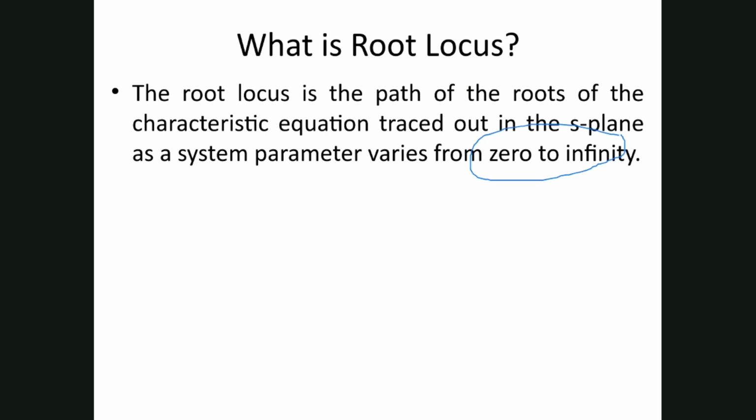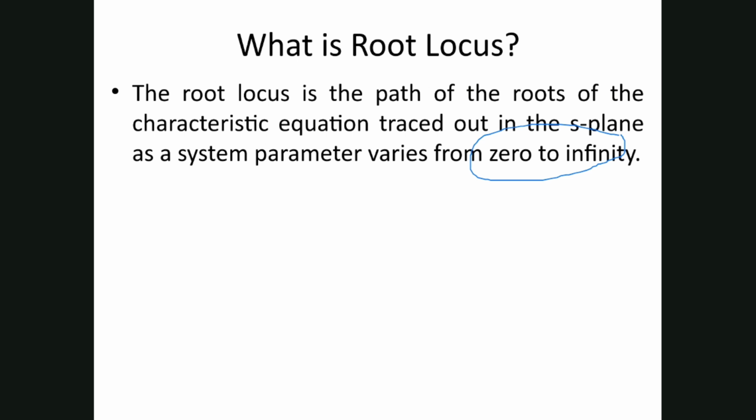It is not feasible for us to make a table for a higher order system, increasing the value of k, checking the values of the poles and then plotting those poles on the S plane. That is not feasible. It will become very tedious. So we need some method where we can get the locus of the poles, that is, how my poles are traveling in the S plane as I increase the value of k from 0 to infinity.